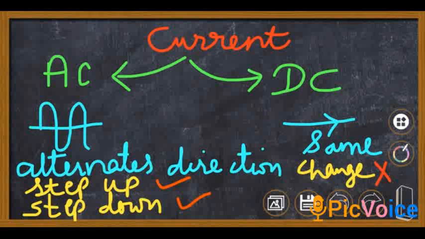Flowing electrons means current. In which direction they are flowing, it doesn't matter. So now what is the advantage with the AC current is that it can be stepped up and stepped down. Now what do you mean by step up and step down?